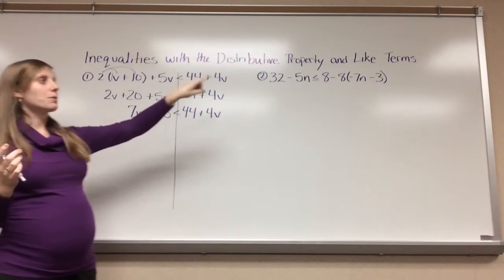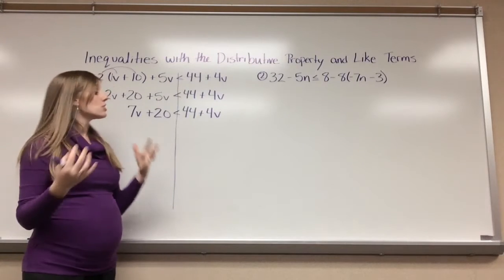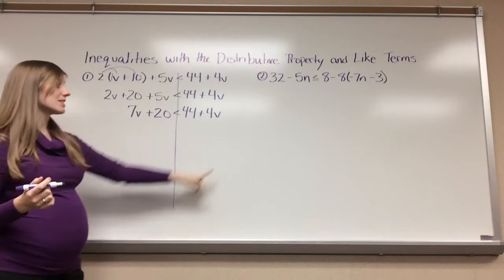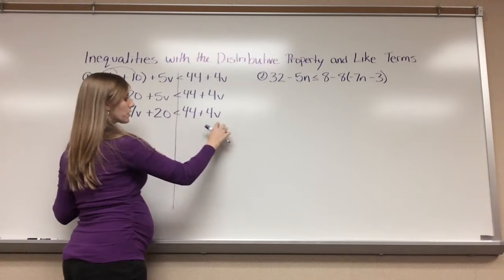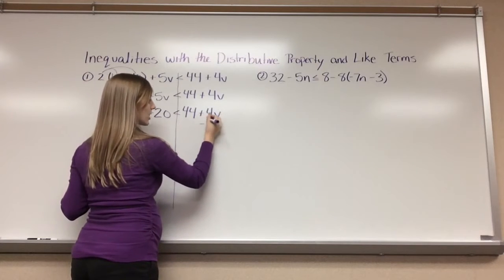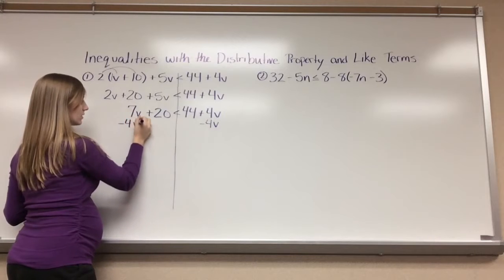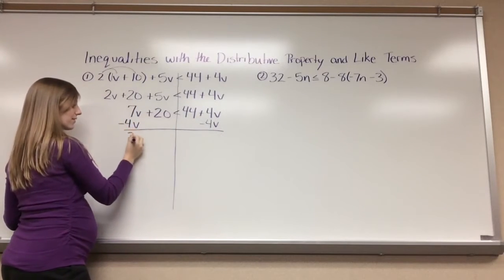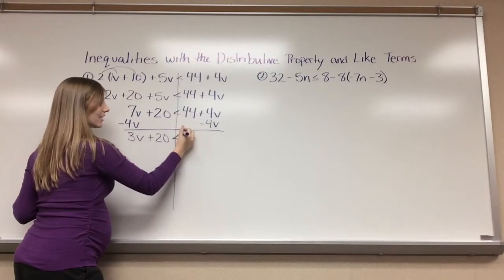Once we've done the distributive property and we've combined like terms, then it's just basic solving. So we need to get our variables on the left-hand side, which means this 4b needs to cancel. So to cancel out a plus 4b, we just do the opposite. Subtract 4b on both sides. So 7b minus 4b is 3b plus 20 is less than 44.